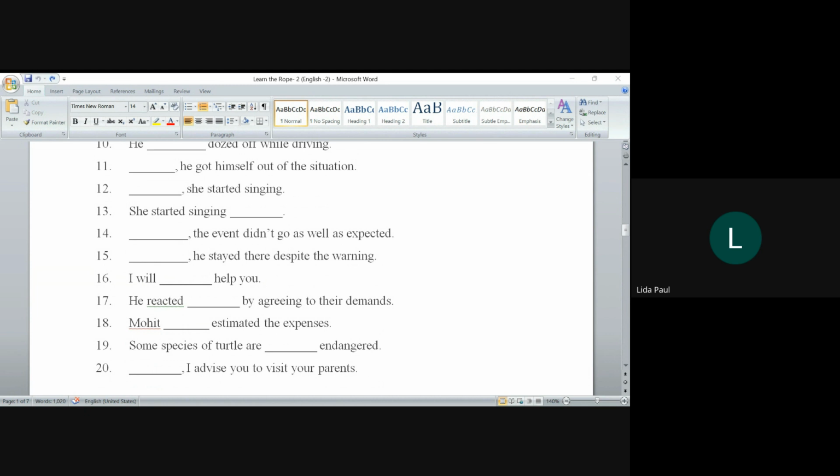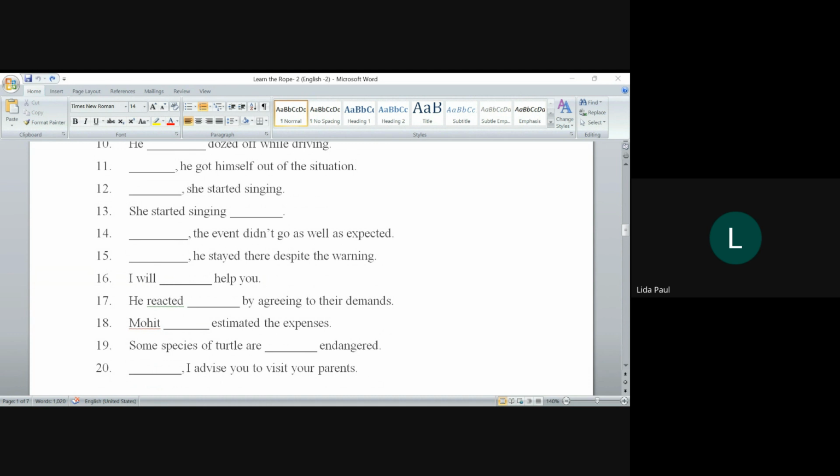I think, did we not have disappointingly? Okay. Then we can use unfortunately, stupidly, wrongly also. Wrongly, he stayed there despite the warning. That's also fine. Then comes, I will dash help you. Generously. Yes, I'll generously help you. Okay.